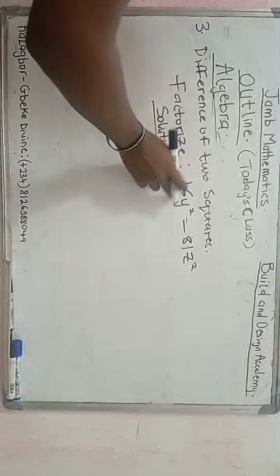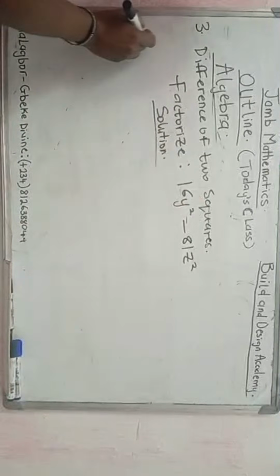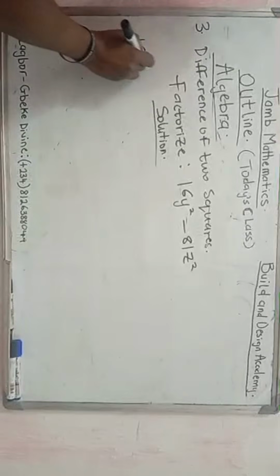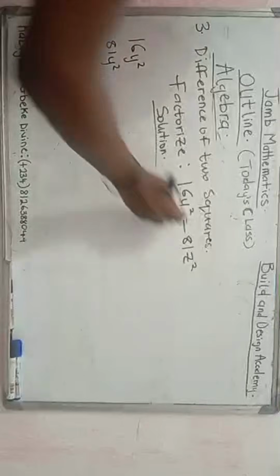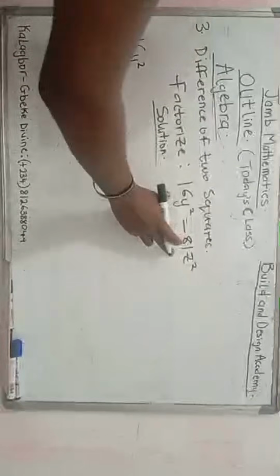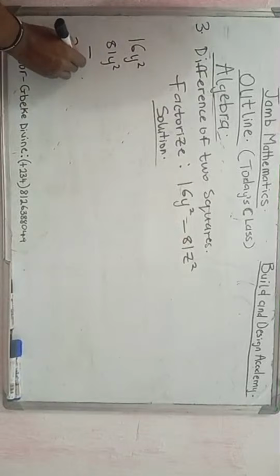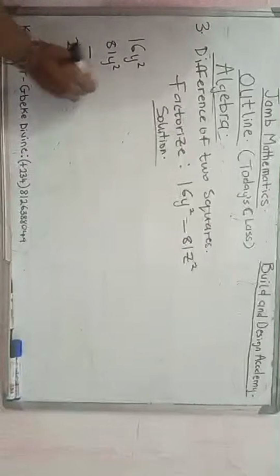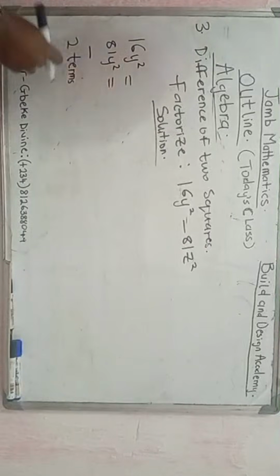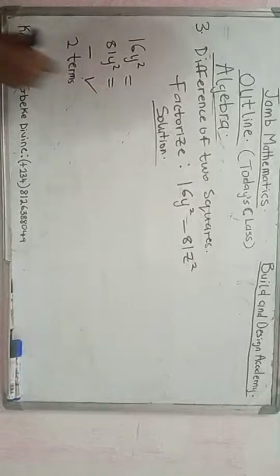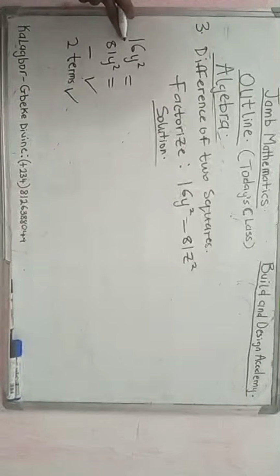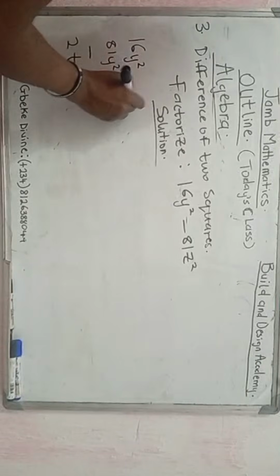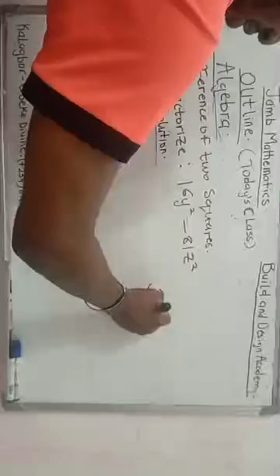Now our solution will use the same strategy. Now we have 16y squared, we have 81z squared, we have a minus sign, and we have two terms. So now let's check if these are perfect squares. We already have a minus sign, so this is correct. We have two terms, this is correct. Remaining these two. The square root of 16 is 4, right? Square root of 16 will give us 4.